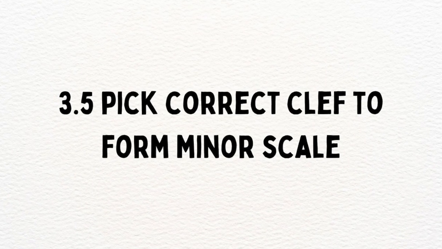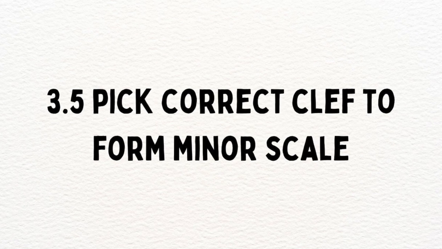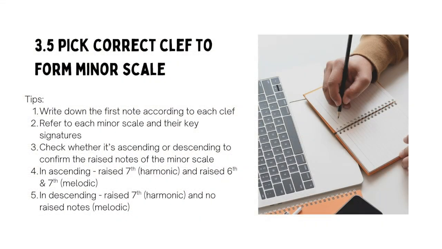Moving on to 3.5, pick the correct clef to form a minor scale. Here are some answering tips. Write down the first note according to each clef. Refer to each minor scale and their key signatures. Check whether it's ascending or descending to confirm the raised notes in the minor scale. In the ascending mode, you will see a raised 7th for harmonic minor and raised 6th and 7th for melodic minor. In descending, only raised 7th for harmonic minor and no raised notes in melodic minor.